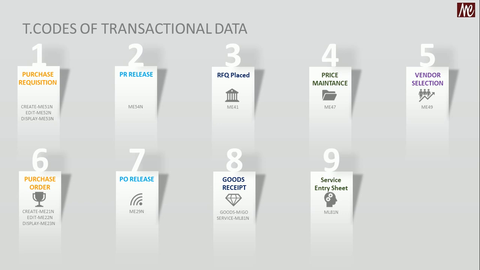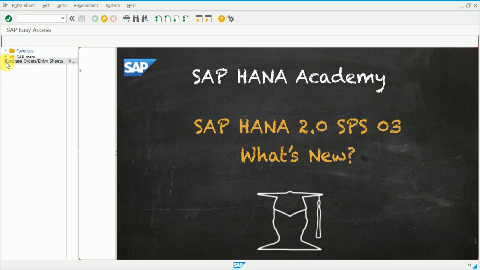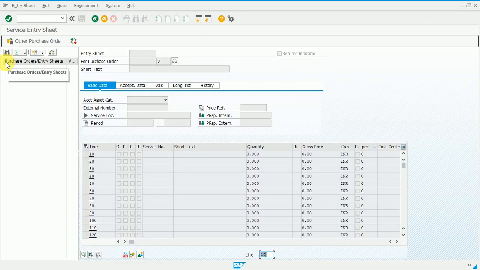Guys, move ahead and understand further. Now I am going to tell you how to identify the entry sheet. The service entry sheet is created through ML81N, where you can see how the interface looks and create a service entry sheet. While creating the entry sheet, you require a service purchase order, which you have to choose through this particular button. A detailed video is already available.